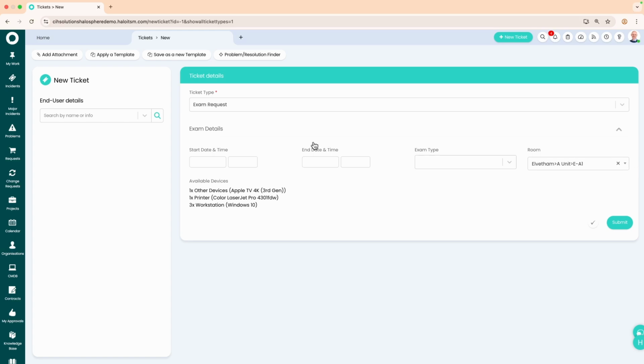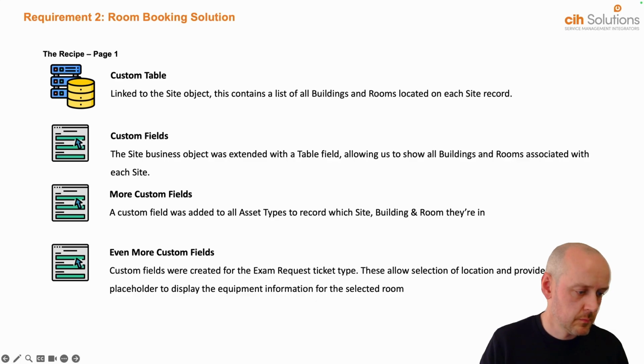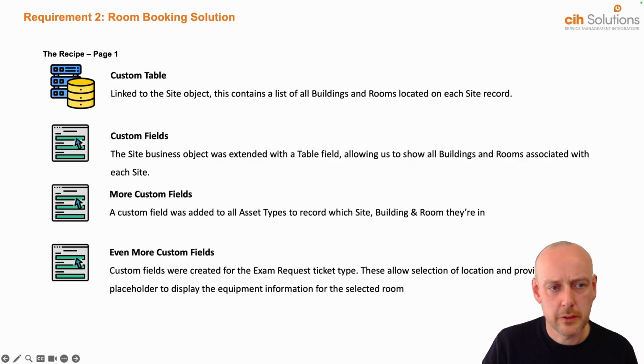Now, this works quite nicely, but it's far from ideal in my opinion. A better way of doing that would be to allow the users to select what equipment they needed and to have the rooms filtered by whether or not all that equipment was available in it. And in a few slides time I'll bring that up and show you. But for now, let's just look at the recipe for this particular solution.